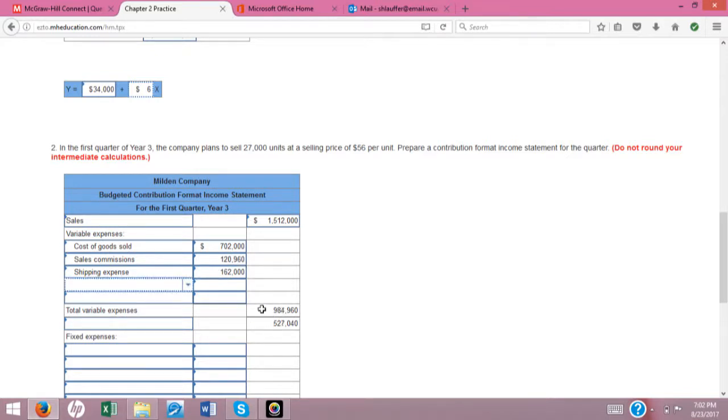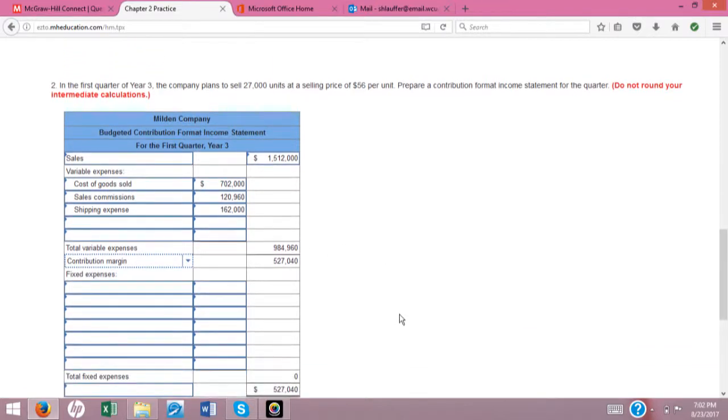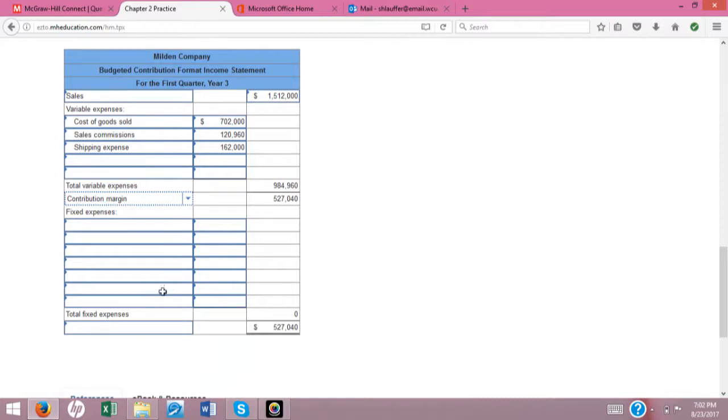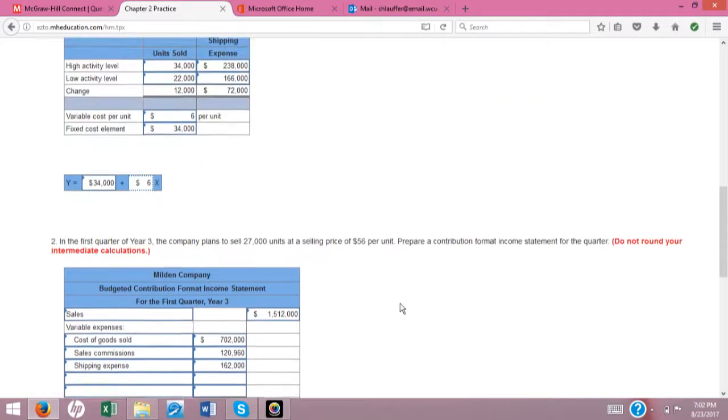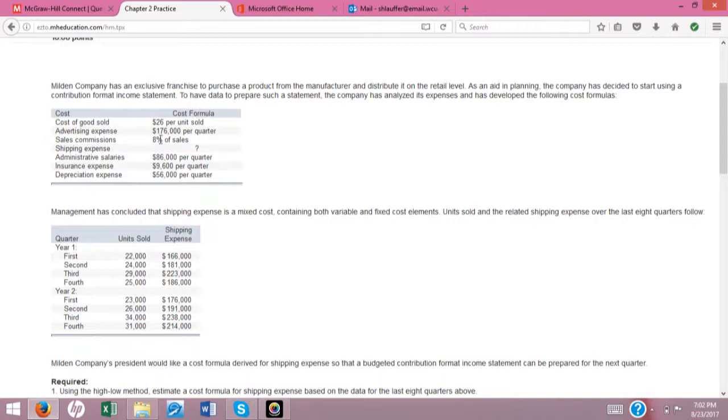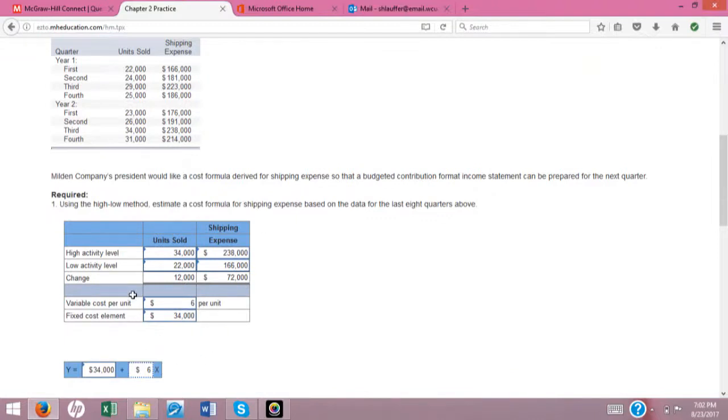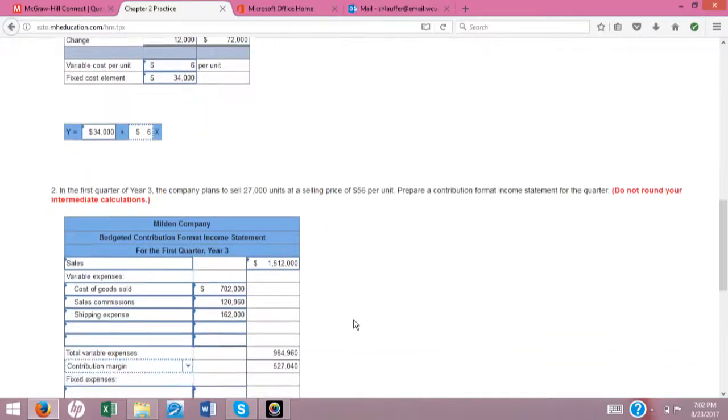So we have a total variable expenses added automatically, which will give us the contribution margin. The contribution margin is our sales less our variable expenses. Now we're going to add in the rest of our expenses, our fixed expenses, and those are up here, and they're basically what's left. So we have advertising that's fixed per quarter, administrative is fixed per quarter, insurance is fixed per quarter, depreciation is fixed per quarter, and we can't forget we have that $34,000 of shipping expense that is a fixed part of shipping.